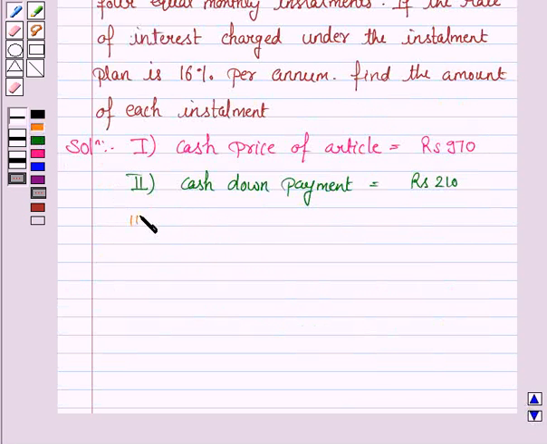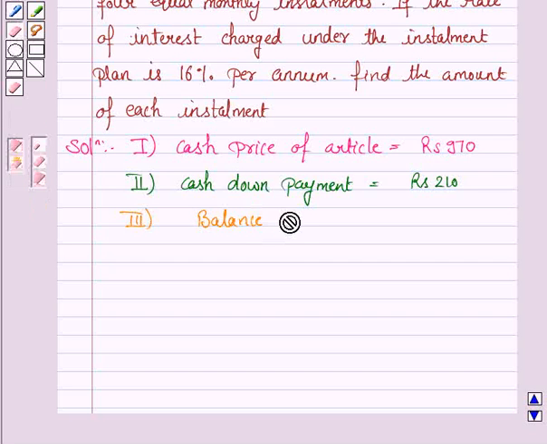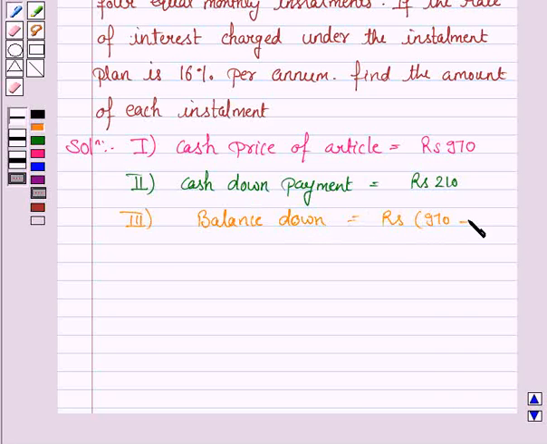Now the third step is to find the balance due. That is the amount after paying rupees 210. So it is rupees 970 minus 210. So it is equal to rupees 760.